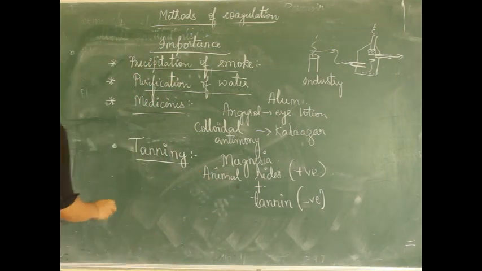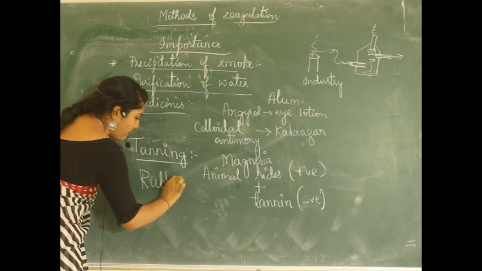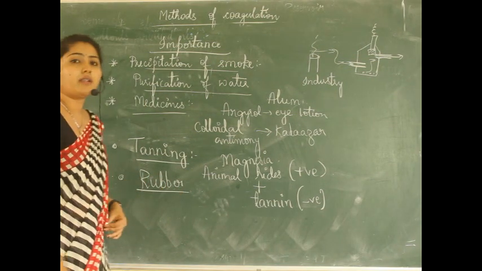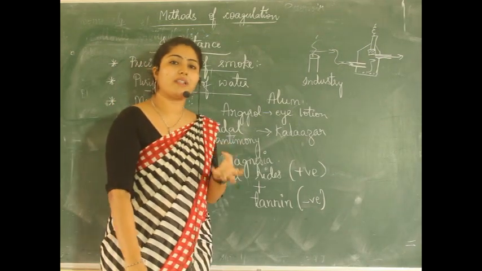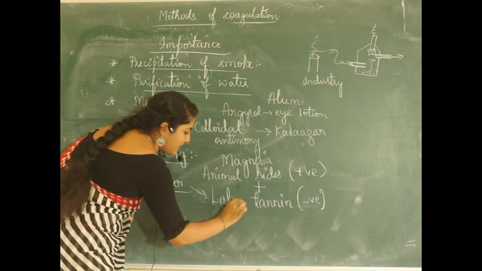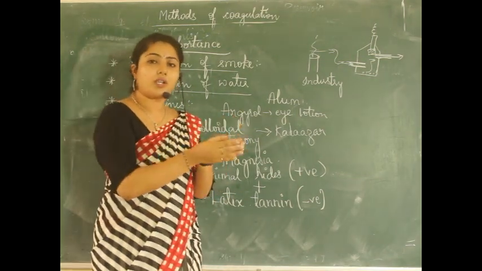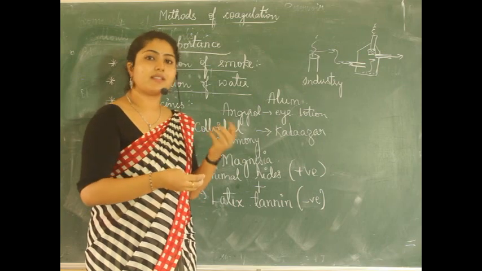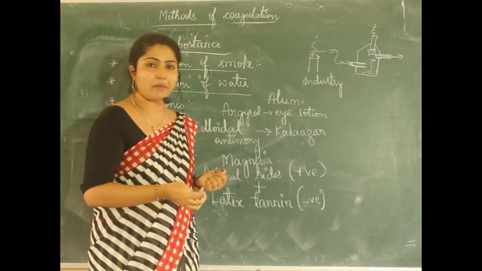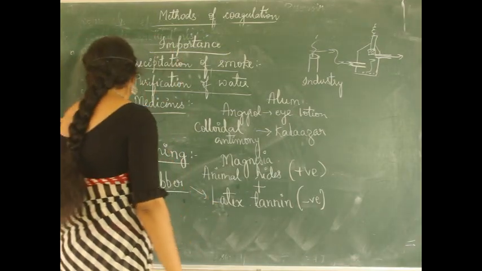Alright, so next is the rubber industry. In the manufacturing of rubber, the colloidal solution that is used is latex. Latex is the colloidal solution. This will be treated with particular solvents or acids with which coagulation can be brought about and the rubber can be used. So again, it's very important.